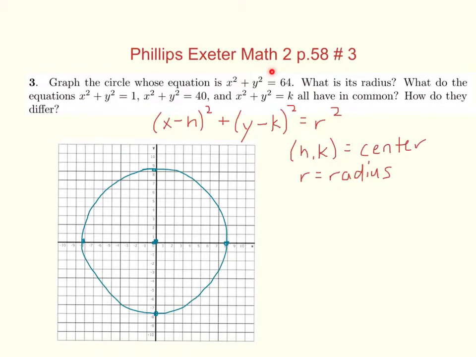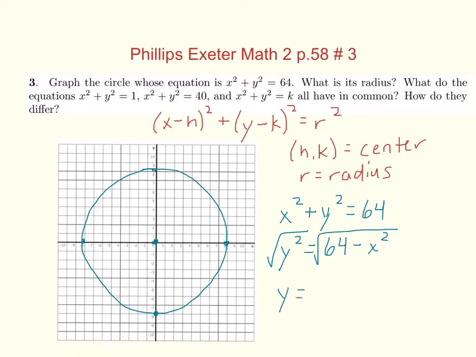Now, if we didn't know that, what we could have done is just wanted to graph it, maybe on a graphing calculator. That's probably the steps I would have taken had I not known how to graph a circle. So if I were to graph this on a graphing calculator, I can just solve this for y. So that would mean that y squared equals 64 minus x squared, and then square root both sides, so that y equals the square root of 64 minus x squared.